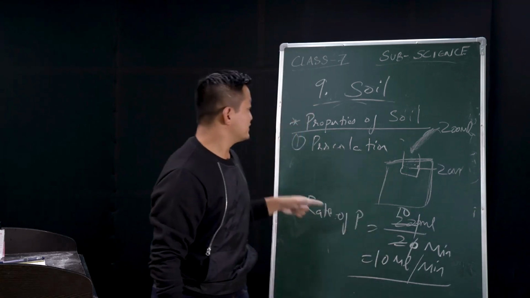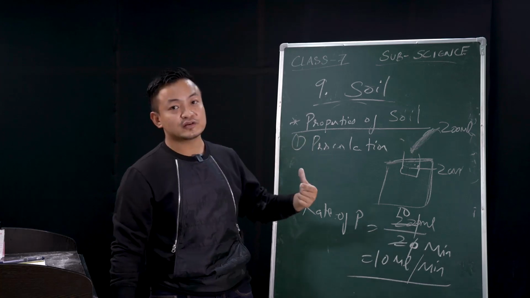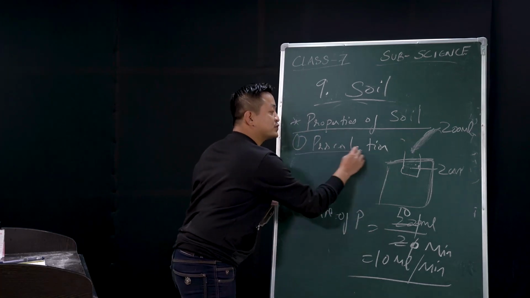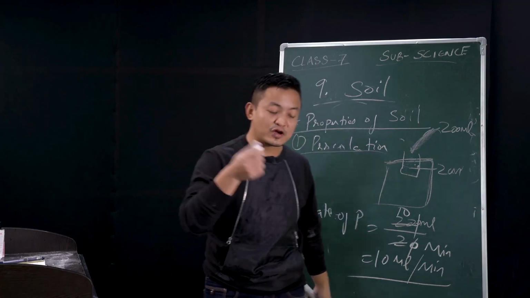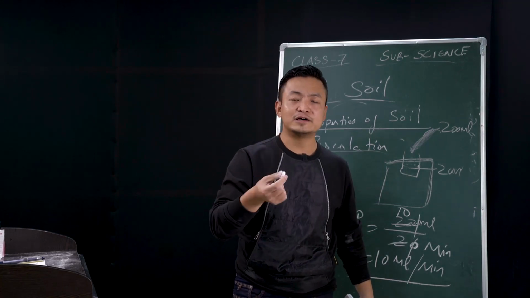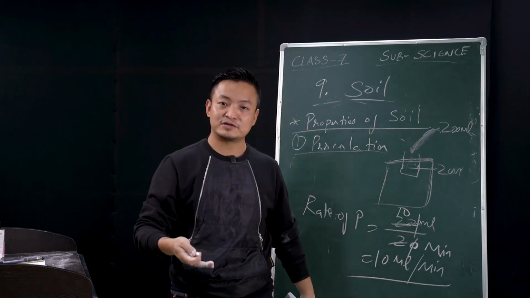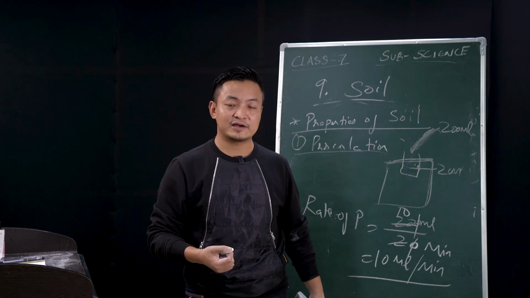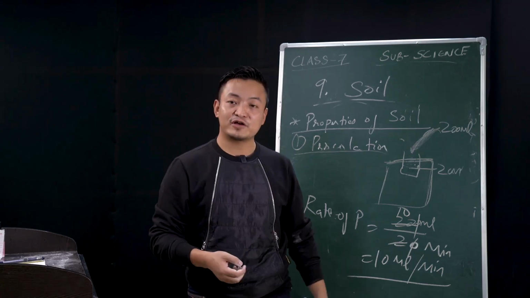Clear? Okay, now the next property will continue in the next class. So for now, you have to know this. You have to note this percolation down. And all the types and layers of soils are very important. Clear? So the next properties of soil will continue in the next class.